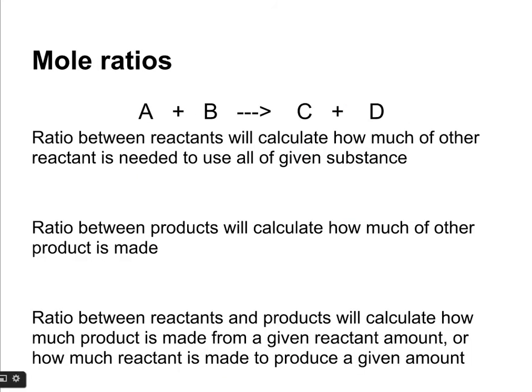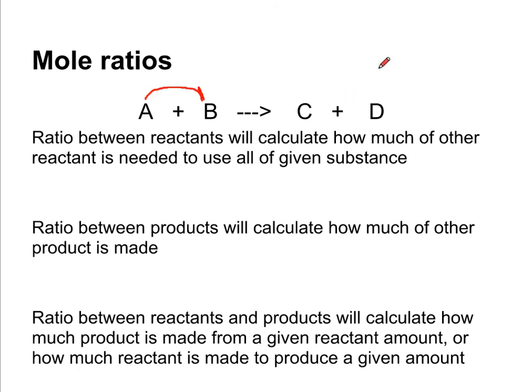We don't always have to use mole ratios going from left to right across a chemical reaction. We could do a mole ratio between reactants. When we did that, we wouldn't be finding how much product is made. We'd be finding how much of reactant B we need to get rid of a known amount of reactant A, or the other way around.